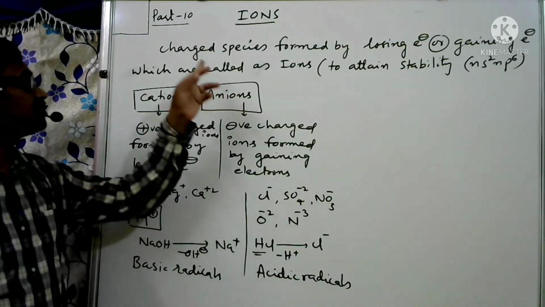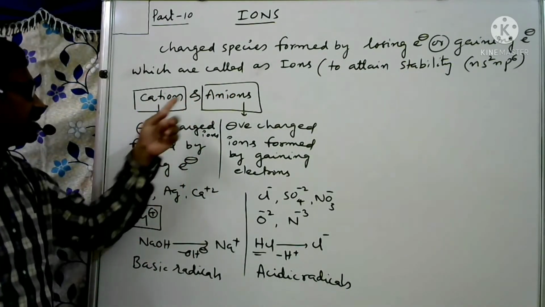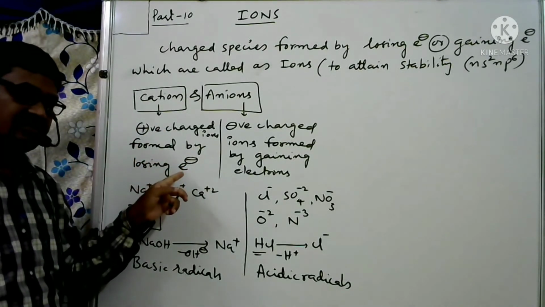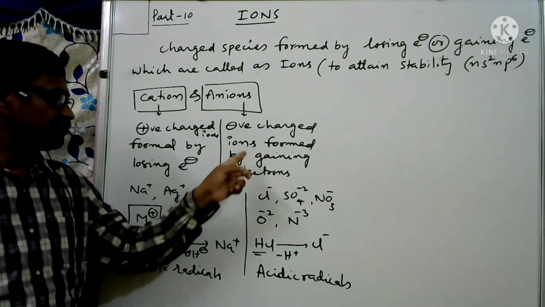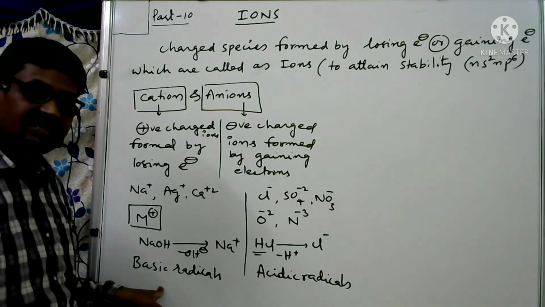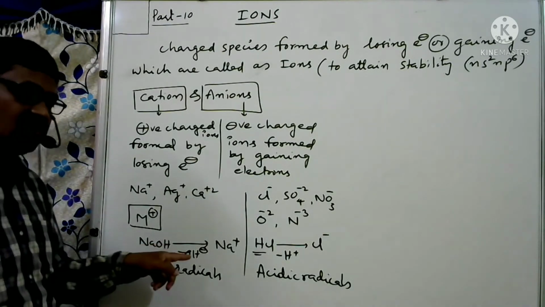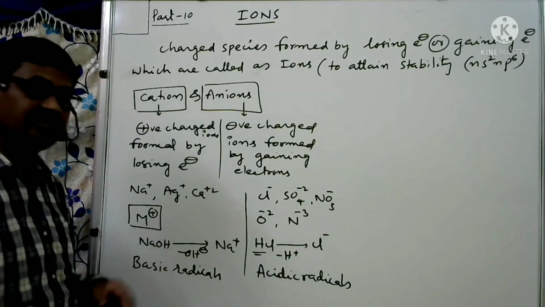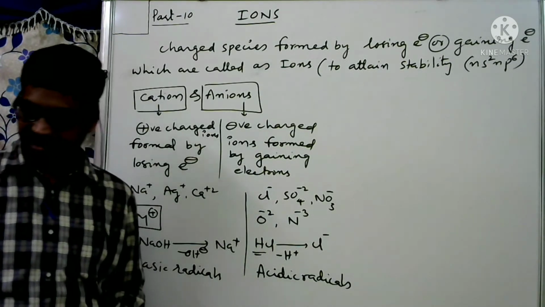Charged species are nothing but cations and anions. We can classify these ions into two types first: cations and anions. Cations are positively charged ions formed by losing electrons. Anions are negatively charged ions formed by gaining electrons. One more name is basic radical for cations, acidic radical for anions. Why? Generally all positive ions are formed by bases, alkalis, so they are called basic radicals. Anions are formed by acids, so they are acidic radicals.